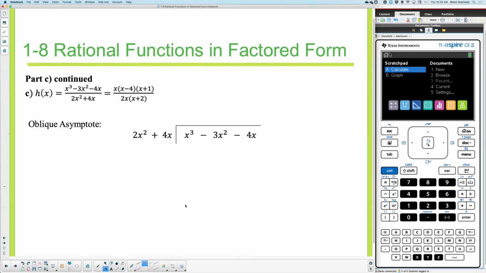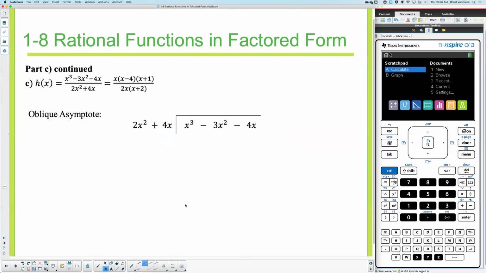All right. If you want to know the math for an oblique asymptote, what you do is long division. I don't want to take our time here. Just as a reminder, you take this leading term and divide it by this leading term. How many times can 2x squared go into x cubed? Well, it goes in half x times. And so 2x squared times a half x becomes x cubed.